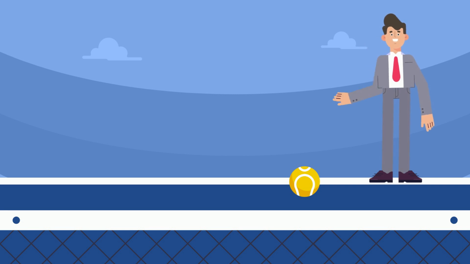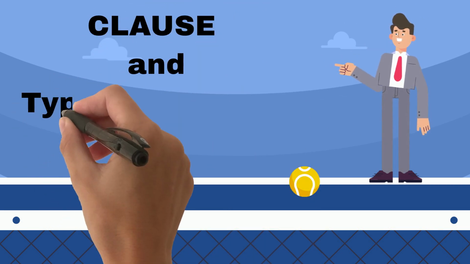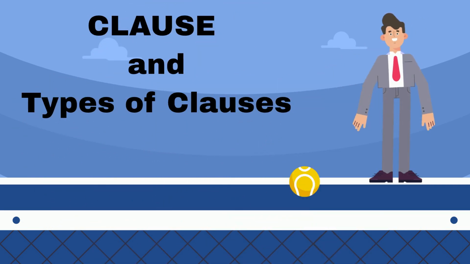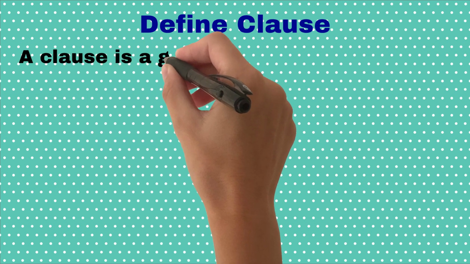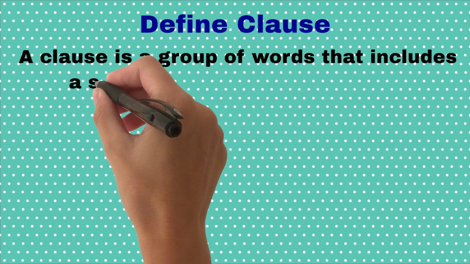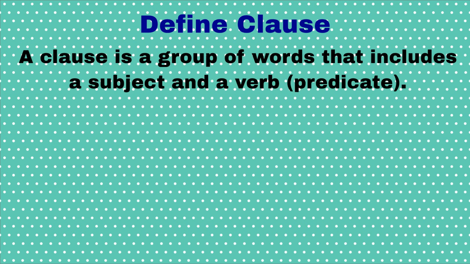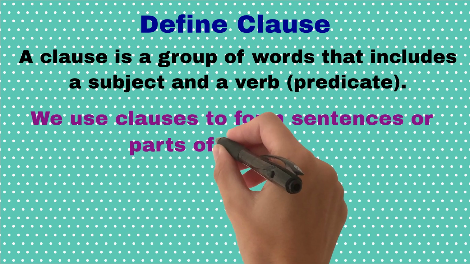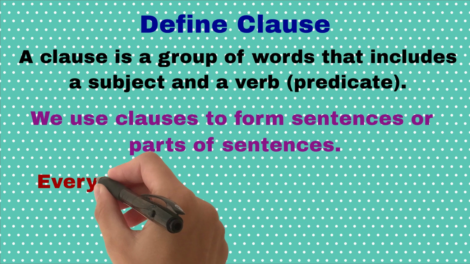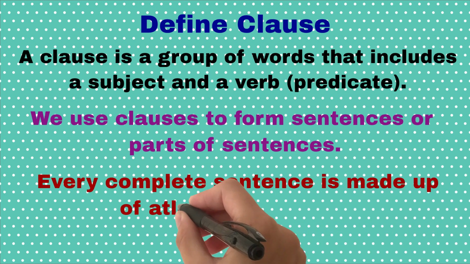In this video, we will discuss clause and types of clauses. First of all, let's define clause. A clause is a group of words that includes a subject and a verb, predicate. We use clauses to form sentences or parts of sentences. Every complete sentence is made up of at least one clause.